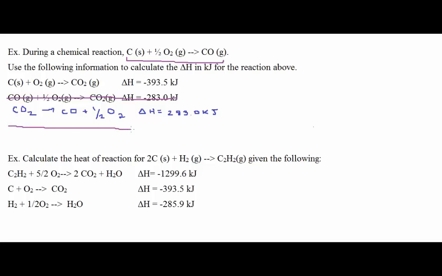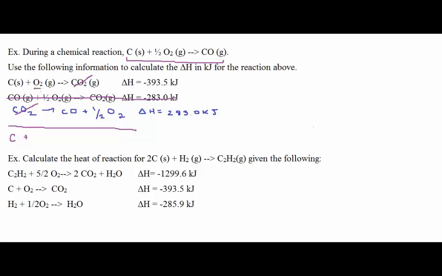I'm going to simply add them together. I have carbon, and if you notice, on my right-hand side I have carbon dioxide, and on my left-hand side I have carbon dioxide. So these cancel because they're on opposite sides.